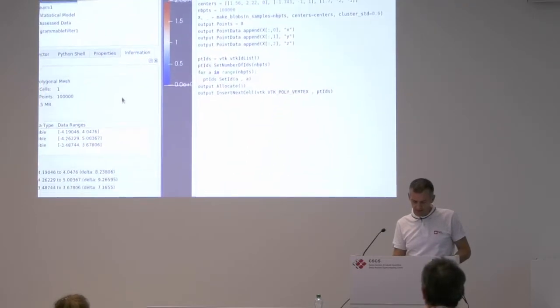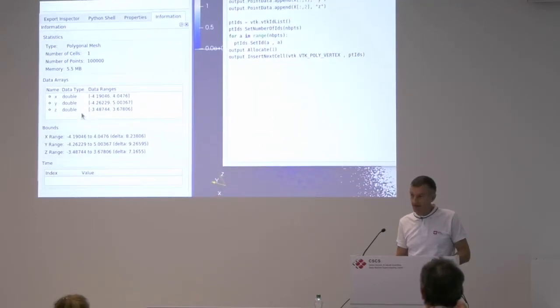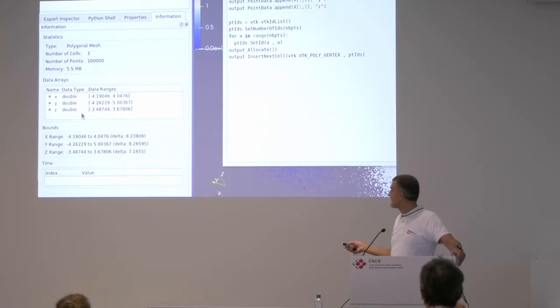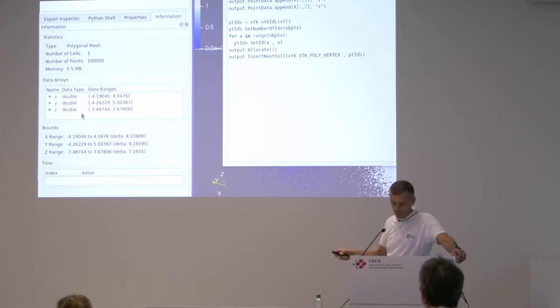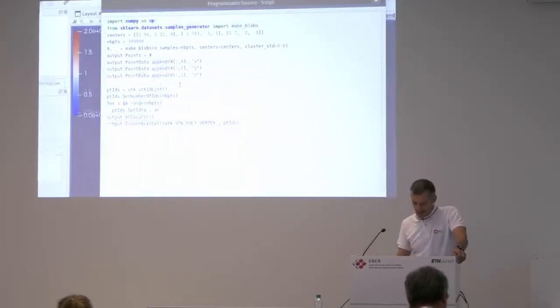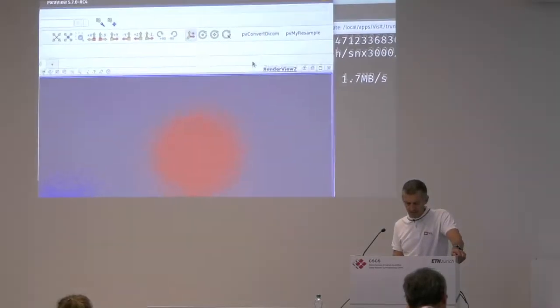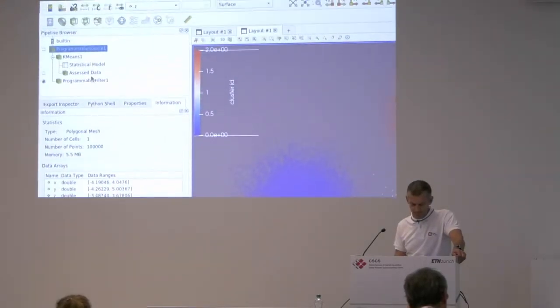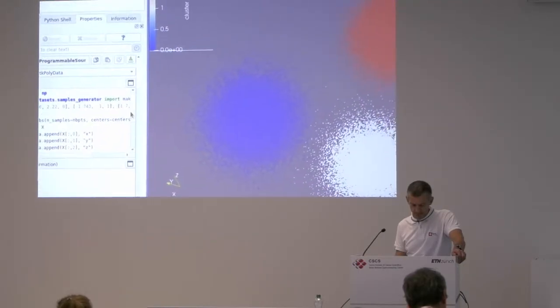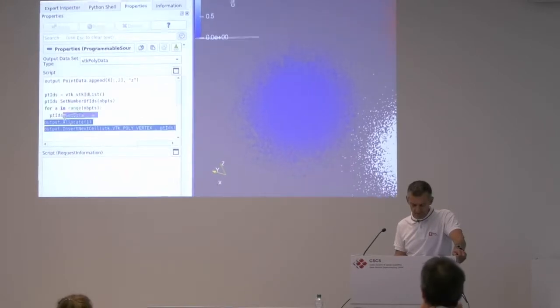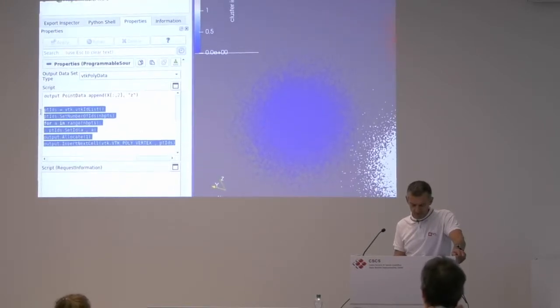If I look at my information tab, I have exactly this. One cell, 100,000 points available. And I mentioned earlier something about the cell ID. I'm going to remove that.